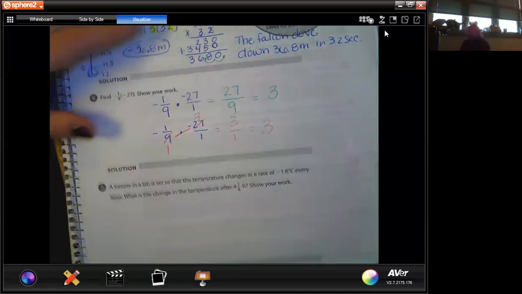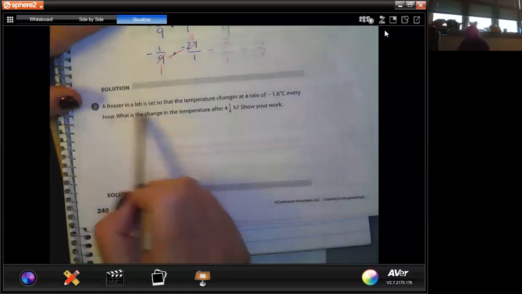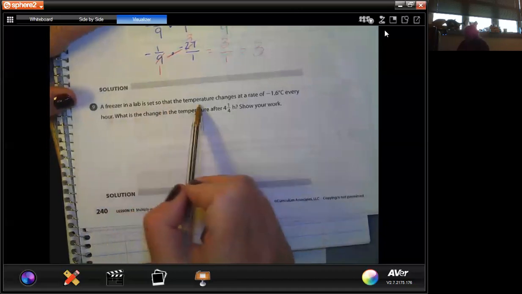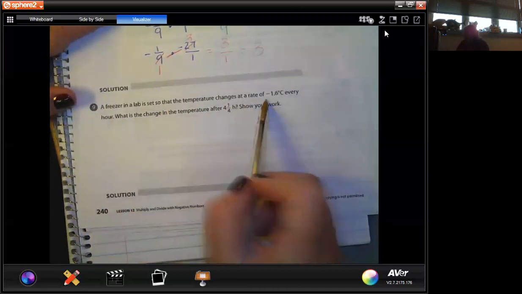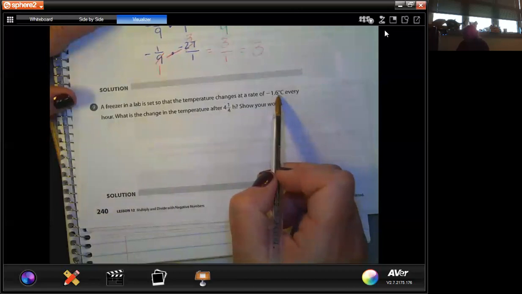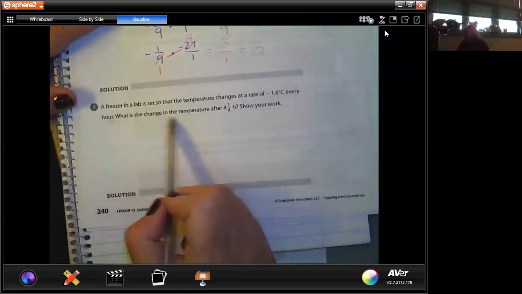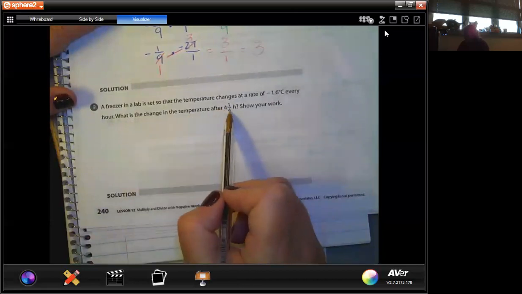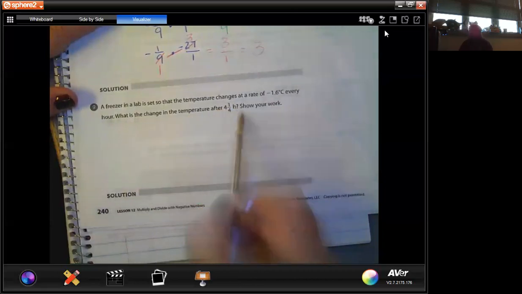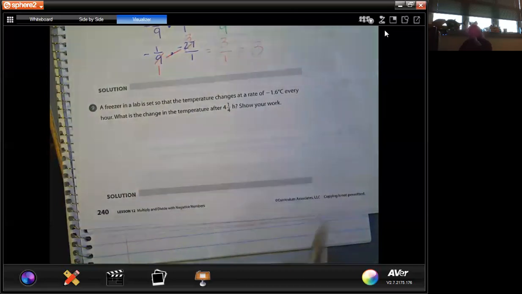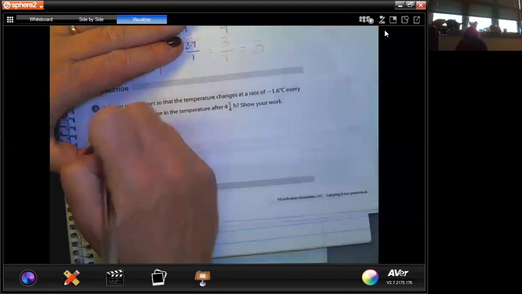All right, next. A freezer in a lab is set so the temperature changes at a rate of negative 1 6/10 degrees Celsius every hour. What is the change in temperature after 4 1/4 hours? So the issue that we have, we're going to do the same thing. Think about this.